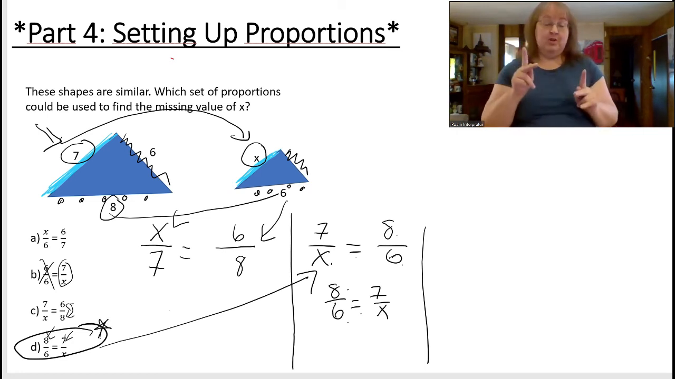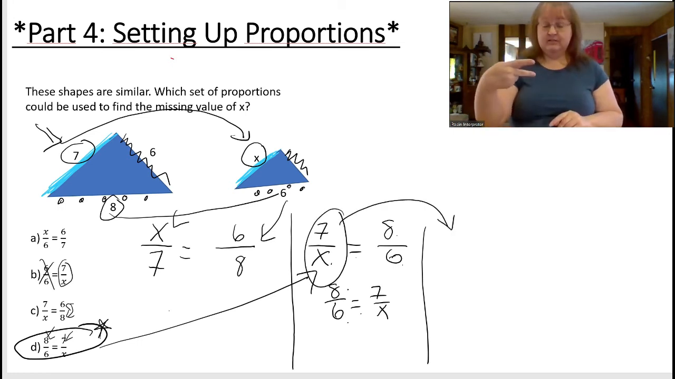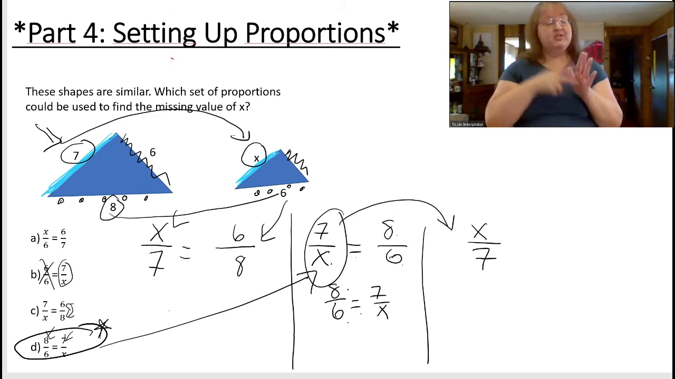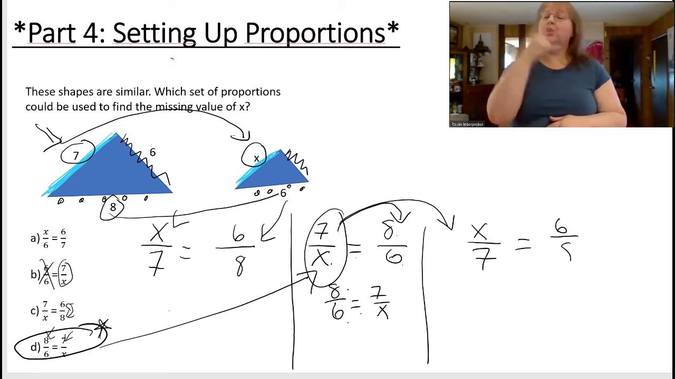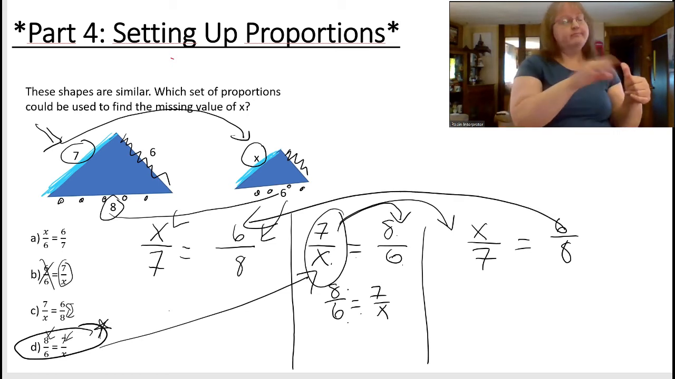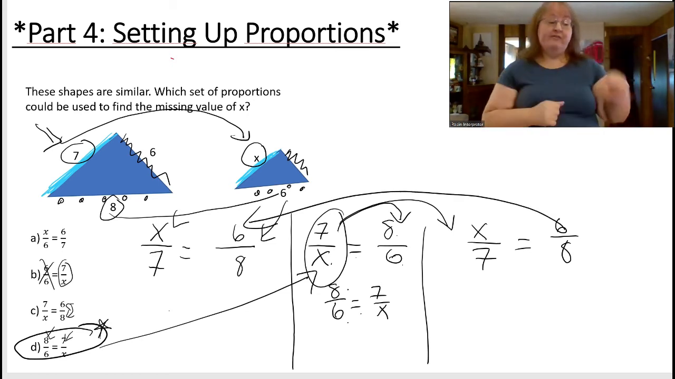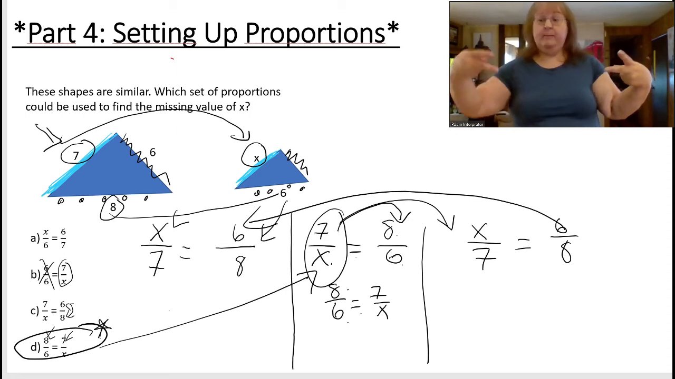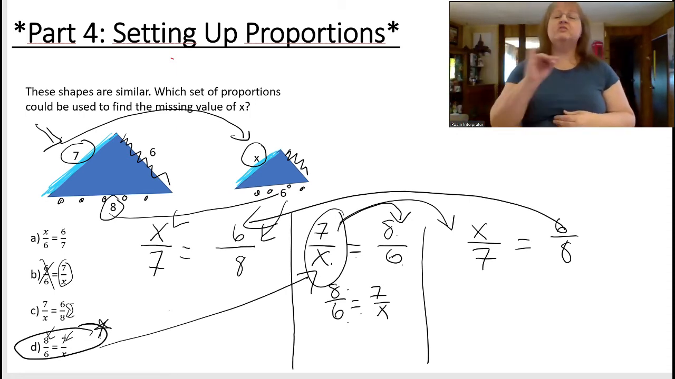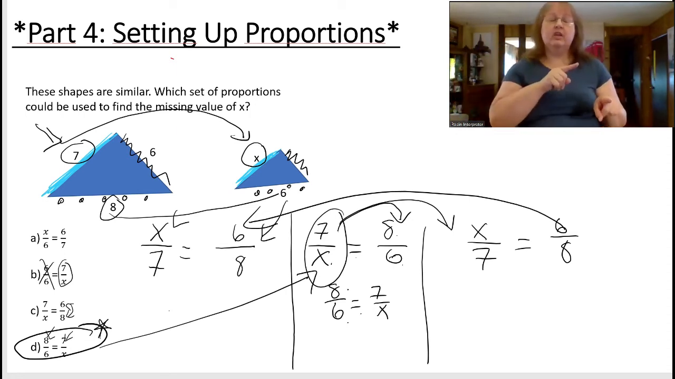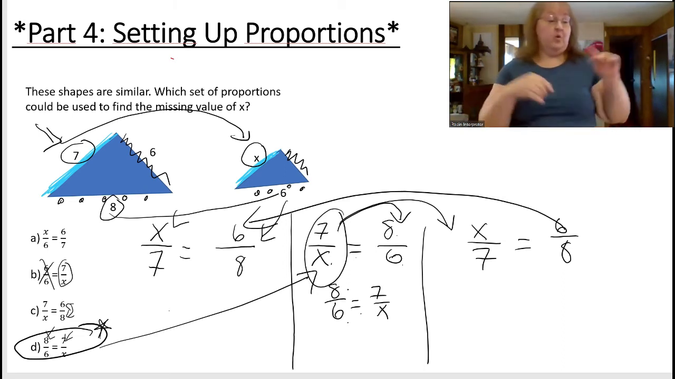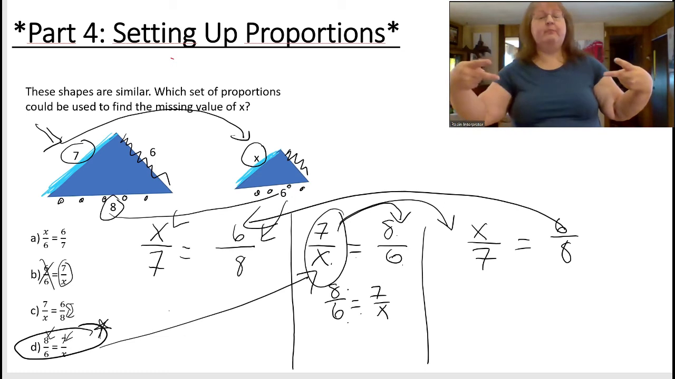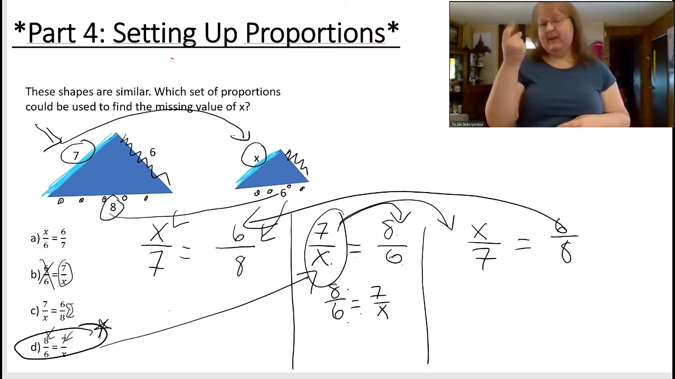Well, something that other people do is they flip this one and they say, okay, x over 7. If they flip one, they have to flip the other fraction. Oh, look, it looks similar to the one I originally had. And that's okay. As long as you flip one side, you have to flip the other. Okay, so it's like when you're solving an equation. If you add 1 to one side, you have to add 1 to the other side. If you flip one side, you need to flip everything else on the other side too.